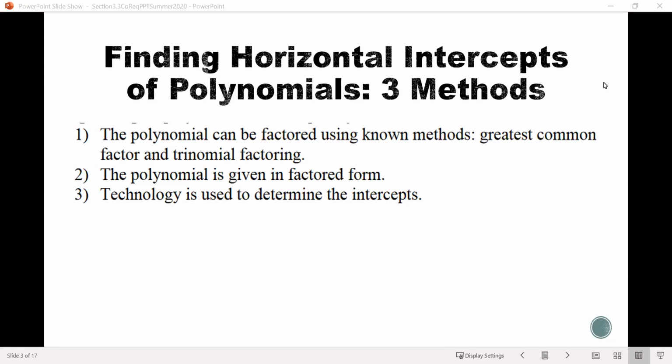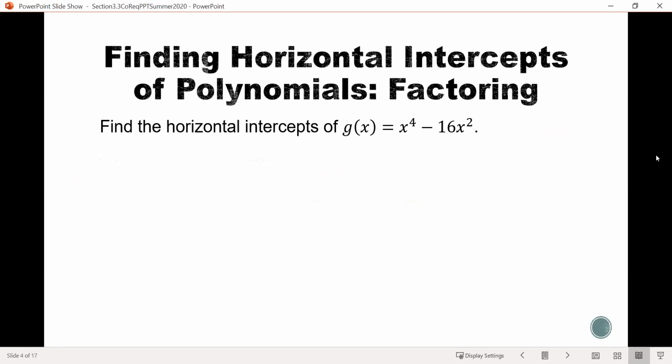Okay, so let's look at these. First, using factoring to find horizontal intercepts. We're told to find the horizontal intercepts of this function, g of x equals x to the fourth minus 16x squared. Just like I said before, since we're trying to find horizontal intercepts, we set the equation equal to 0. So 0 equals x to the fourth minus 16x squared.